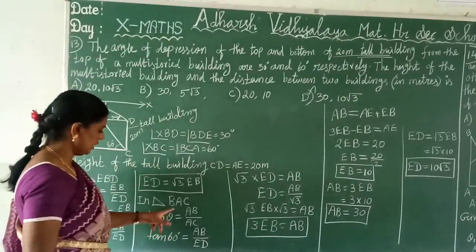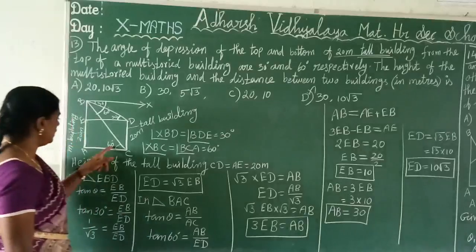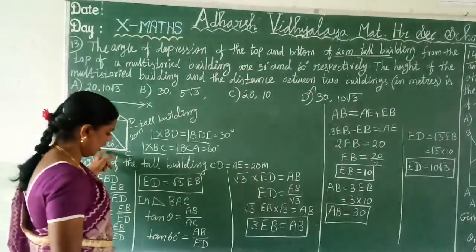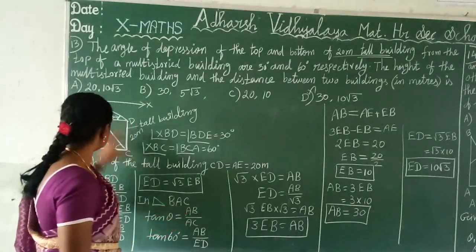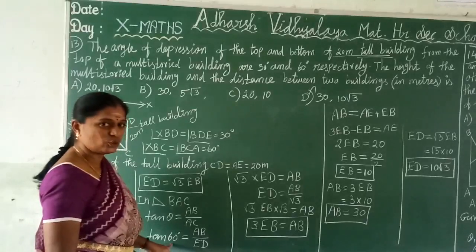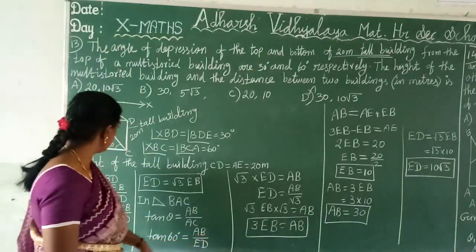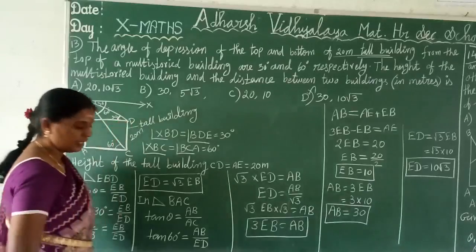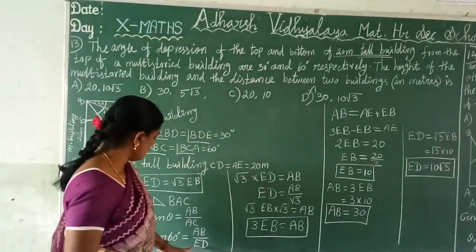This is a right angle triangle, and here is the 60 degree angle. This one is opposite, this one adjacent. What is tan theta? Tan theta is equal to opposite by adjacent, AB by AC. Here theta is 60 degrees, so tan 60 degree is equal to AB by AC, and AC is equal to ED. Clear? So substitute AC as ED.